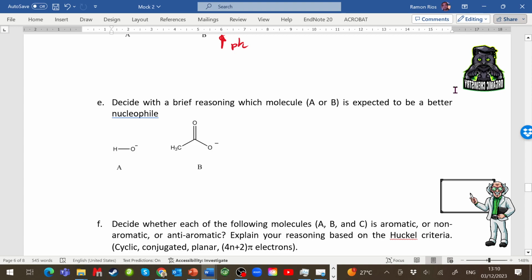Okay, E. Decide with a brief reasoning which molecule, A or B, is expected to be a better nucleophile. We can reason that this compound B is stabilized because we have this resonance form like the one that we did before. This is coming here, this is coming here. That means that this compound B will be more stable than A, and A will be more reactive, a better nucleophile.